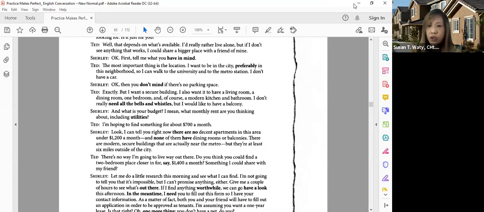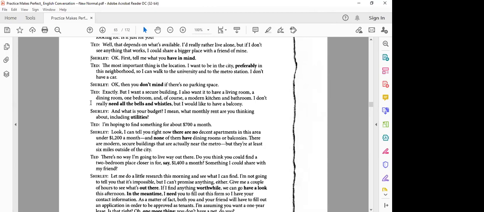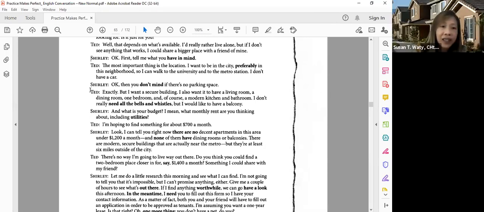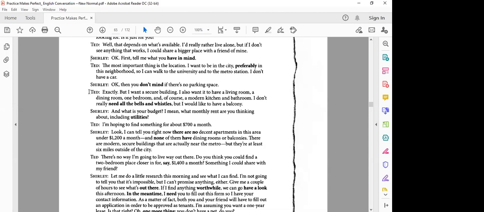Let's have Pichu do Ted, please. Yes, Miss. Good evening, Pichu. Good evening. Exactly. But I want a secure building. I also want it to have a living room, dining room, one bedroom, and of course, a modern kitchen and bathroom. I don't really need all the bells and whistles, but I would like to have a balcony.